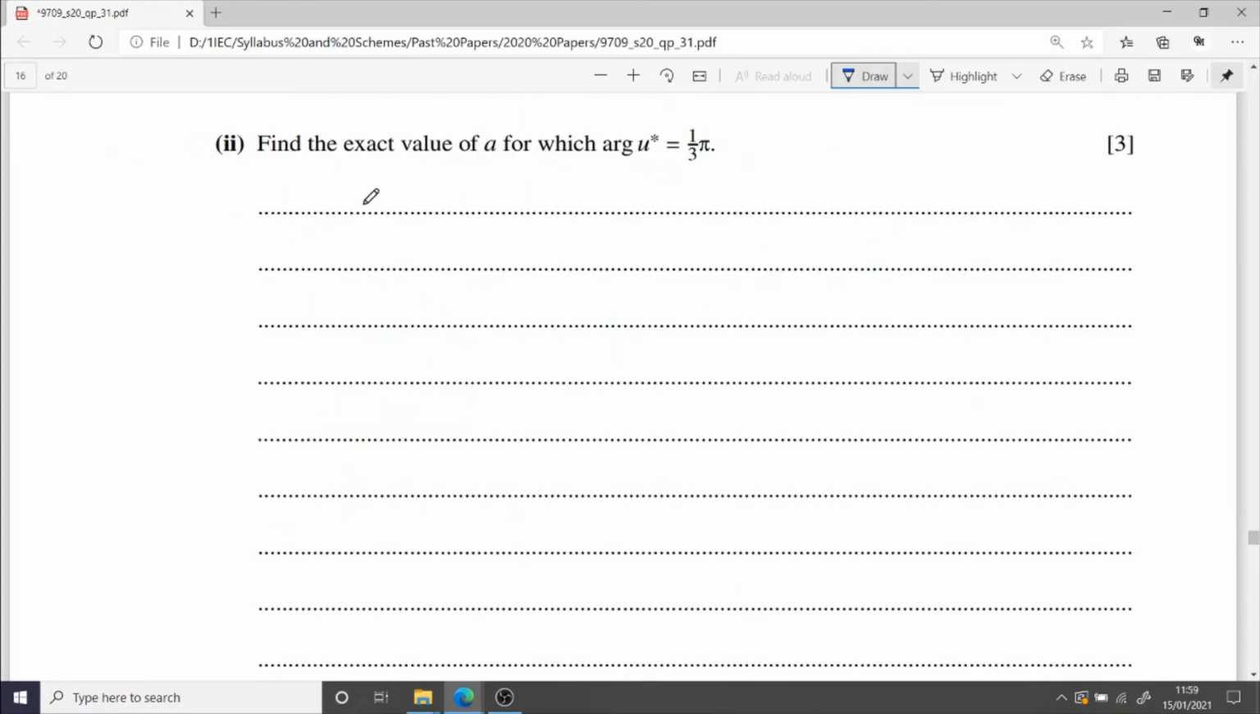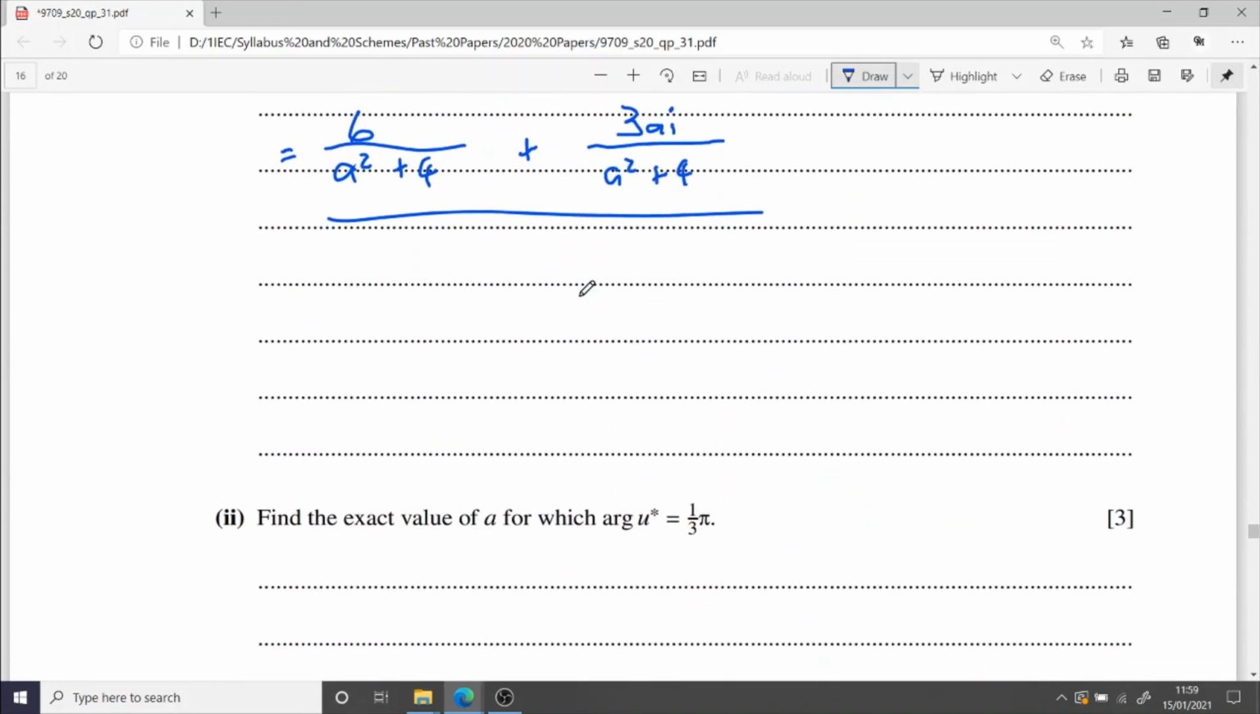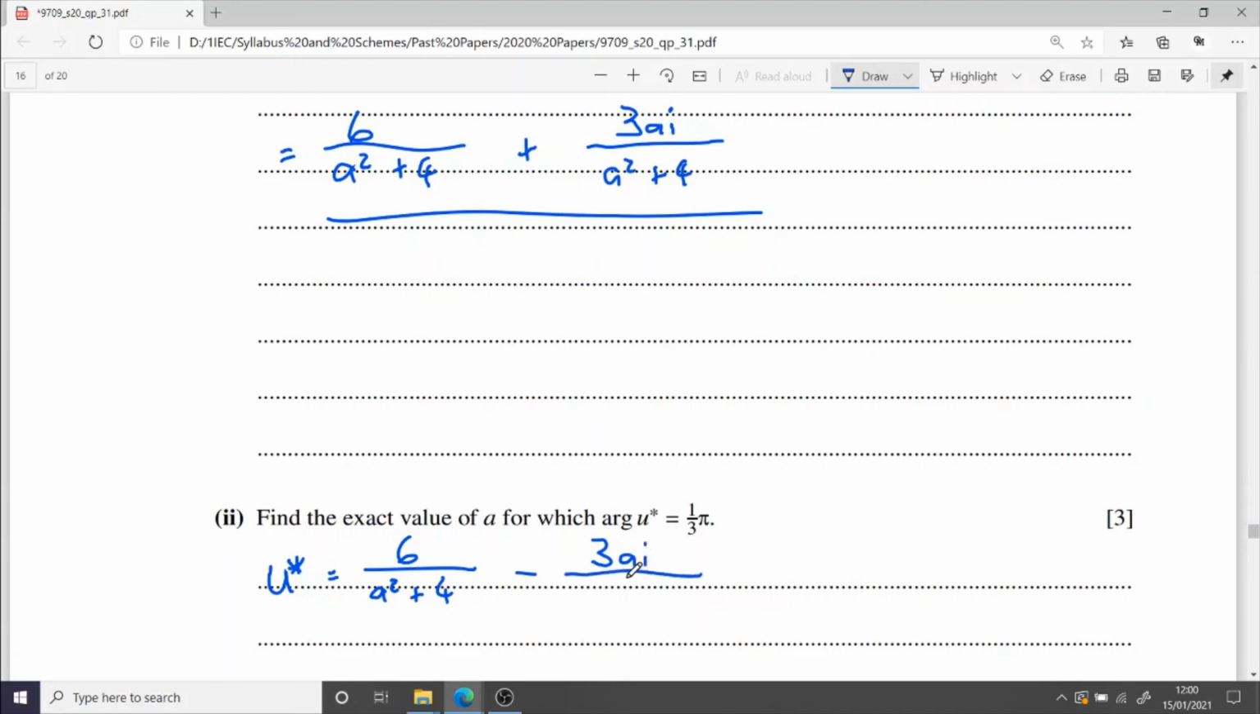The second part of this question is asking us about the argument of u star. This means the complex conjugate of u. So let's get our previous answer for u. So u is equal to 6 over a squared plus 4 plus 3ai over a squared plus 4. This means that the complex conjugate of that would be 6 over a squared plus 4, and instead of plus, it's minus 3ai over a squared plus 4.